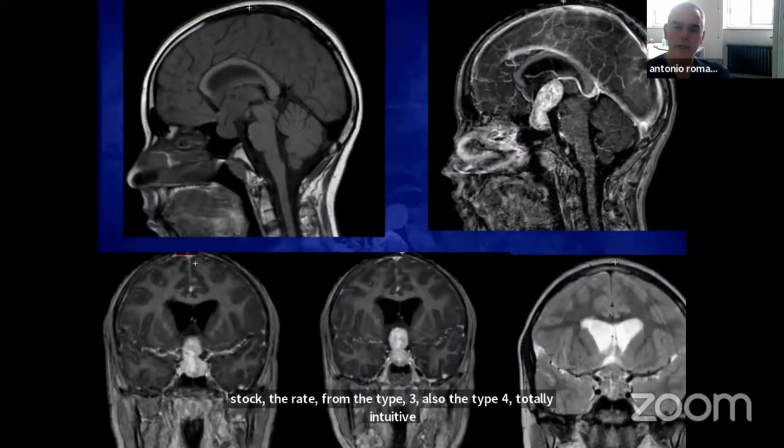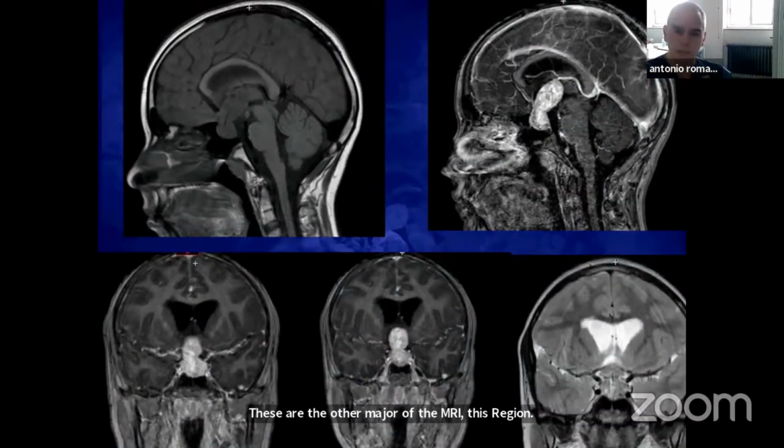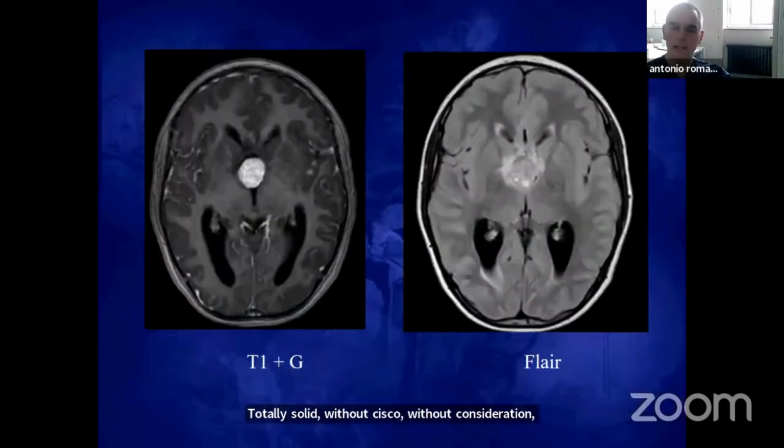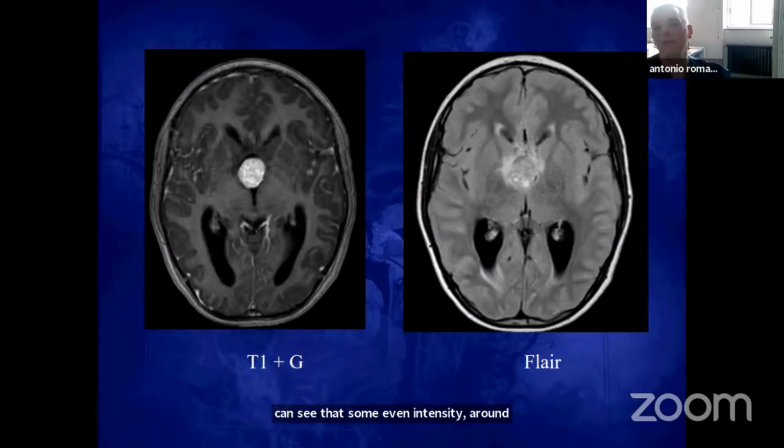These are the other MRI images. This lesion is totally solid, without cyst, without calcification. It's quite unusual for a craniopharyngioma, but we treated it as a benign lesion. In the FLAIR image, we can see some hyperintensity around the ventricular wall. There could be suspicion of infiltration of the ependyma.